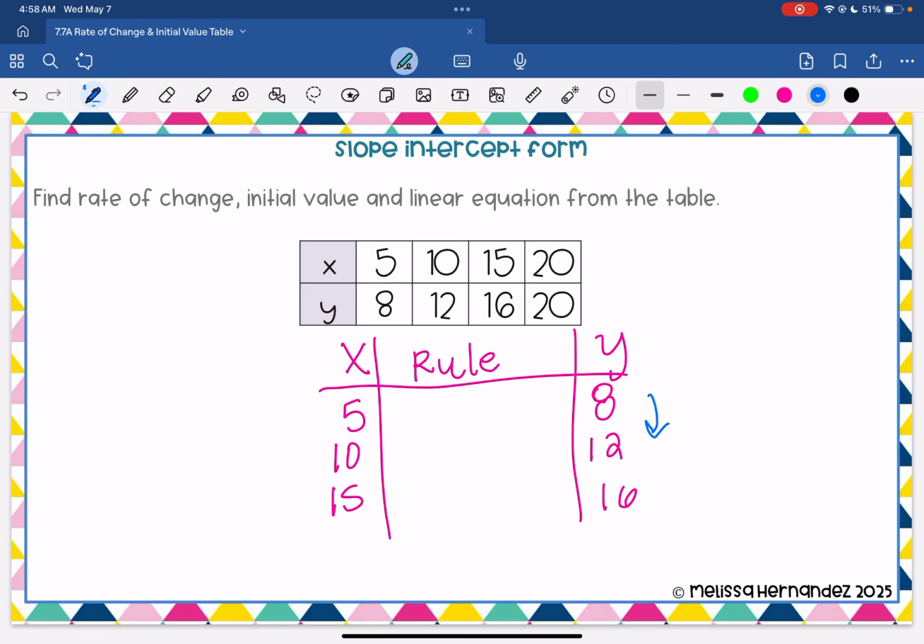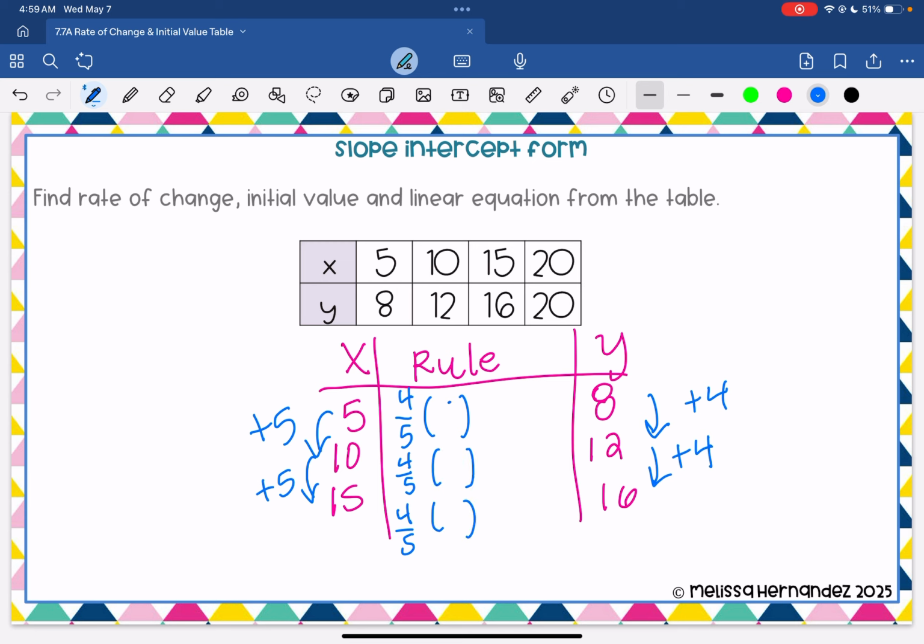How does 8 become 12? Plus 4. 12 become 16 is plus 4. Now we're going to the left side. That would be plus 5. So every time my change in x was plus 5. So that means it's 4/5 is my rate of change. Okay. After the rate of change is all your input values, which are your x, also known as independent.